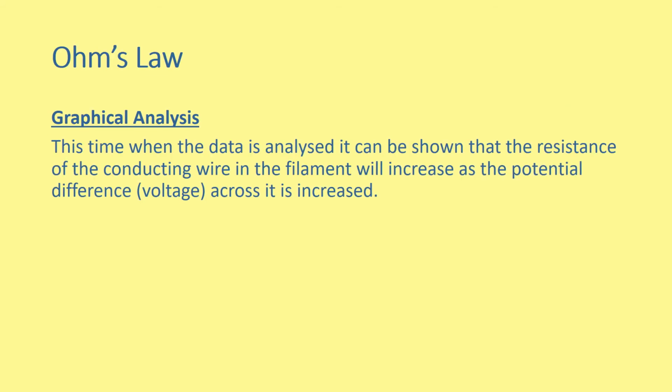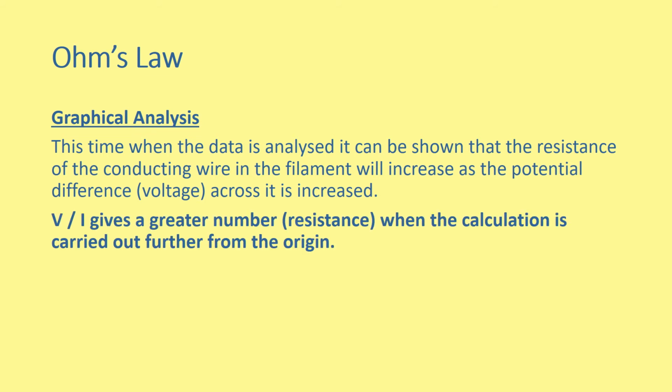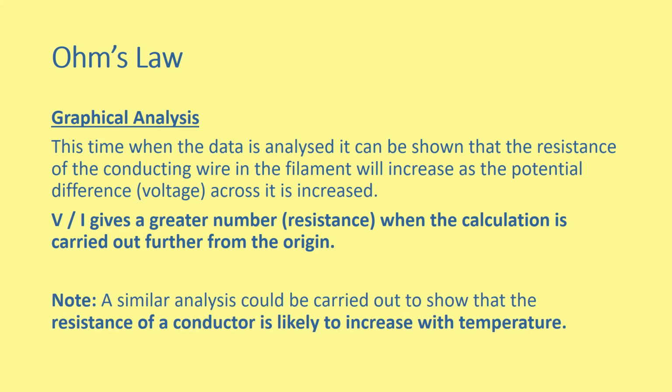So the graphical analysis this time tells us that the resistance of the conducting wire in the filament will increase as the potential difference across it is also increased. V over I gives a greater number, that is the resistance, when the calculation is carried out further from the origin. A similar analysis could be carried out to show the resistance of a conductor is likely to increase with temperature. For example, with the thermistor, which is a temperature-dependent resistor.